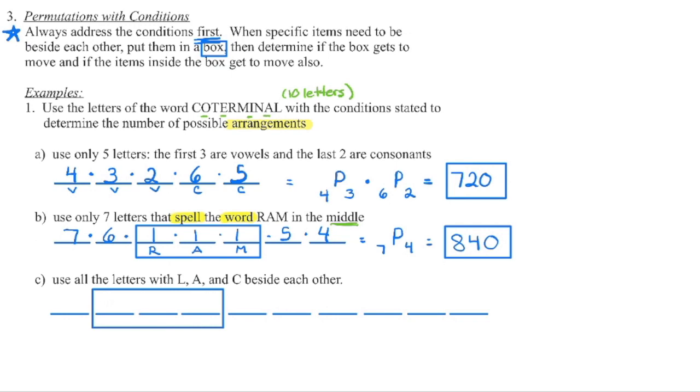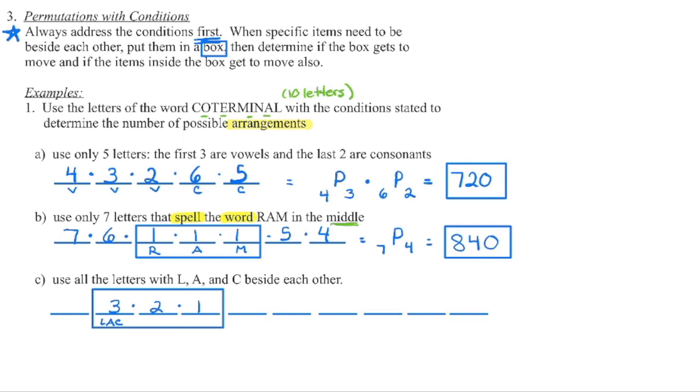And then it doesn't say which of those letters goes first. So I know that I have 3 possibilities that could go here, and then 2 possibilities, and then 1 possibility. So this is going to be either an L, an A, or a C. This is going to be whatever's left and then whatever's left. So I have 3, and then 2, and then 1 possibility.